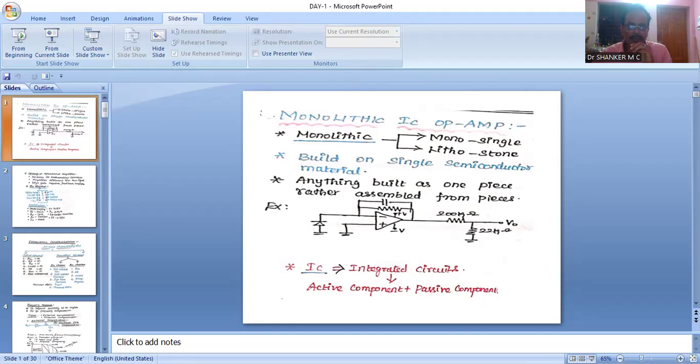Pin number 4 is the power supply, that is minus VCC. We have to provide only 5 to 18 volts. Pin number 5 is offset null. Pin number 6 is the output. Whatever circuit you have connected, you can take the output from pin number 6. Pin number 7 is the positive power supply. Pin number 8 is no connection.